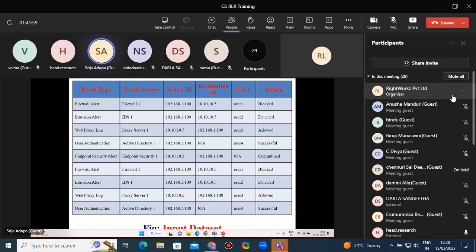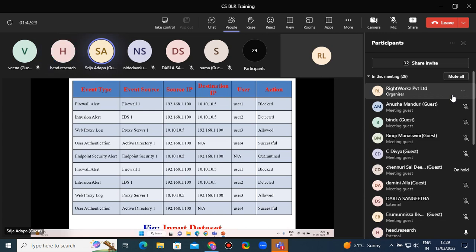So the next one is intrusion detection. Here it is IDS 1, intrusion detection security, and the next one is source IP address 192.168.1.100, and destination IP address is 10.10.10.5. This is the second user, and here the action is detected.